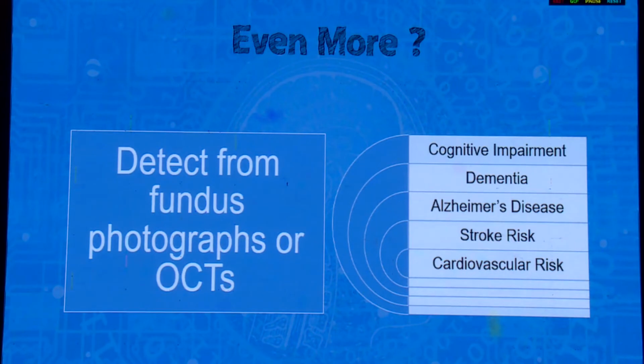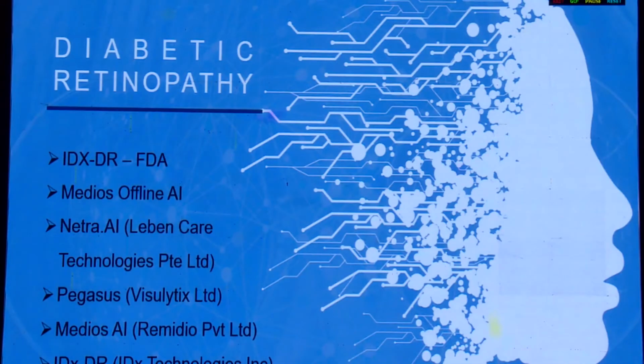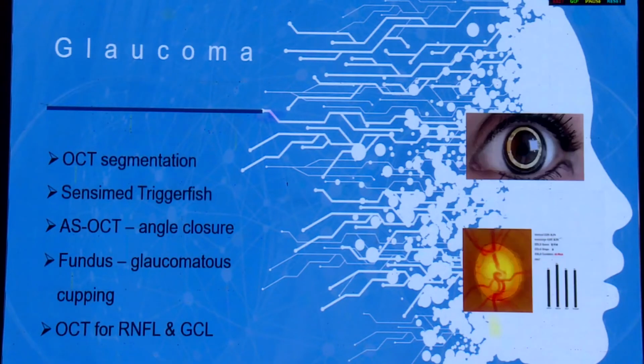It will not tell you that you will die. It will tell you that you have a 70% risk of death in 5 years from cardiovascular risk. So that is exactly the same thing. The Facebook quizzes which you see, they are real now. Diabetic retinopathy, lots of stuff, lots of companies, lots of software. Glaucoma, OCT segmentation of the disc is already there in all the machines. Sensimed Triggerfish, they wanted to try continuous IOP measurements.